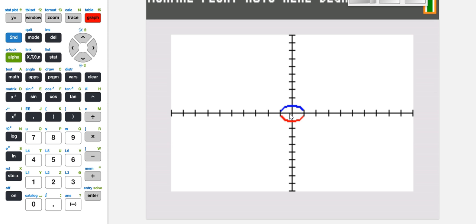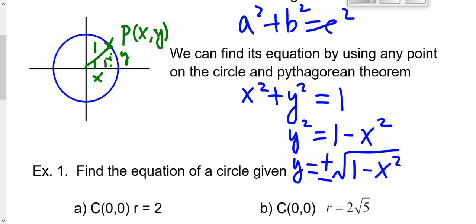It looks more like an ellipse, but it has something to do with the way the calculator scales things. If you look at this, here 1 unit on the y-axis is this long, and here 1 unit on the x-axis is that narrow. That's why it looks like an ellipse, not a circle. But trust me, it is actually a circle.